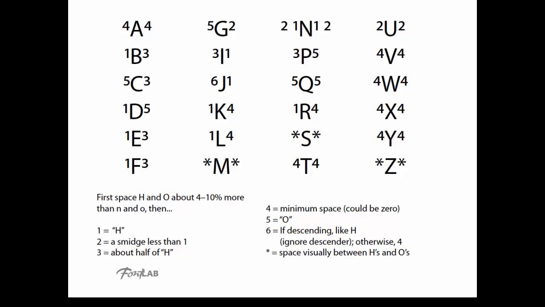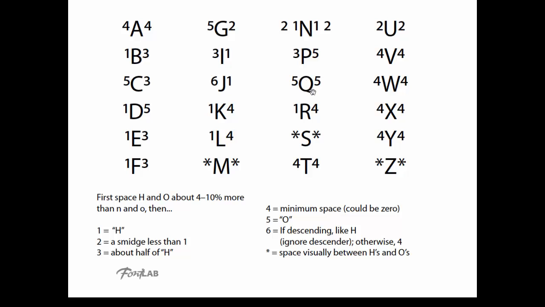So caps, spacing your H and O, you could start out with doing them about 4 to 10% more than N and O. And similarly, they have their own guidance. There are slightly fewer squirrely letters in the caps.